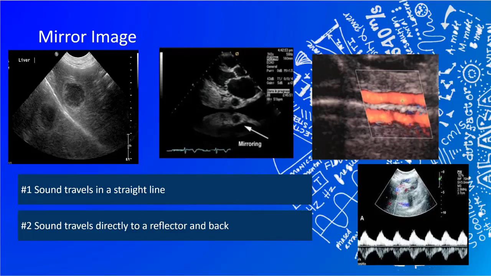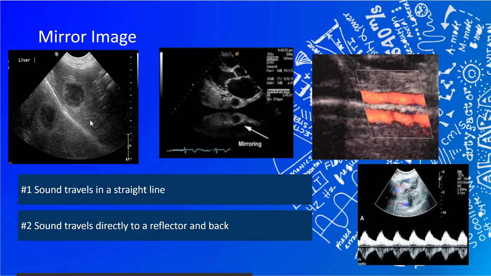Our next artifact is mirror image. And mirror image can occur both in B mode, in color mode, and in Doppler mode. Mirror image artifact is breaking two assumptions. The first one being that sound is traveling in a straight line, and secondly, that sound travels directly to a reflector and back.